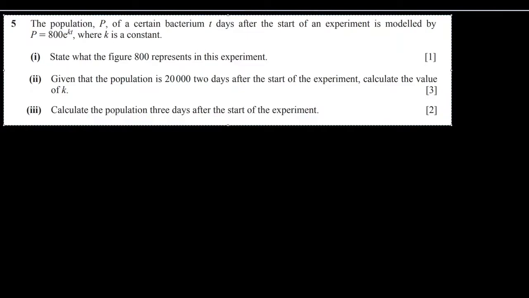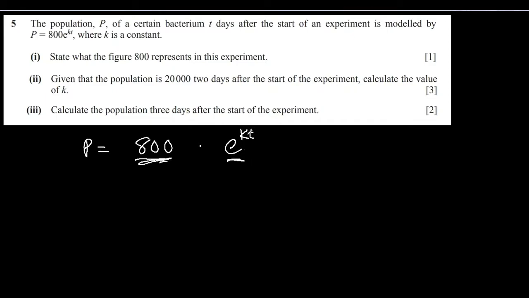Question 5. The population P of a certain bacterium T days after the start of an experiment is modeled by this, where K is a constant. State what the figure 800 represents in this experiment. Okay, to understand this, let's separate 800 and e to the power kt. 800 is a constant number. e to the power kt is an increasing exponential, right?